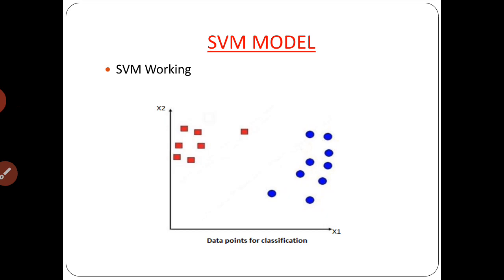First, it will segregate all the classes. After segregating the classes, it will collect or separate the correct classes. So this is the working of SVM. And in the diagram below, we are using data points for the classification.